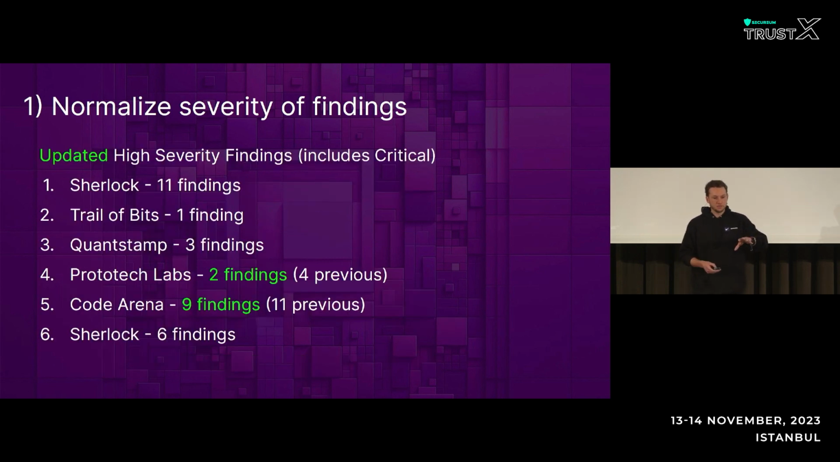Okay, so once we do that, we get to 2 findings for Prototech Labs, 2 high criticals, and 9 findings for Code Arena. Now, these findings are kind of normalized across severity. So these are all high findings according to Sherlock's judging criteria. We could have used any other judging criteria, so keep that in mind. And it might have been slightly different.